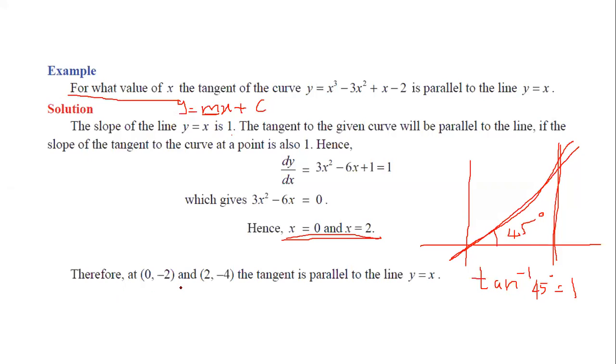Therefore, what are the points here? (0, minus 2) and (2, minus 4) are the points where the tangent is parallel to the line y equal to x. So here, how to get that (0, minus 2)? When you substitute x equal to 0, you will get y equal to minus 2. If you substitute x equal to 2, then you will get y equal to minus 4.